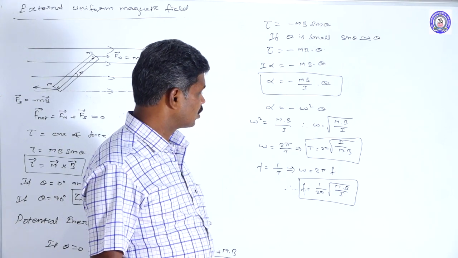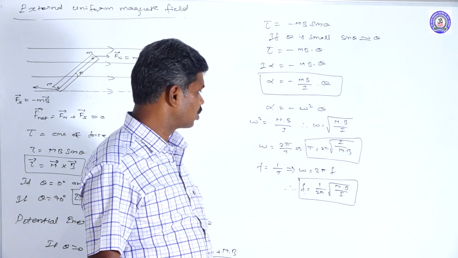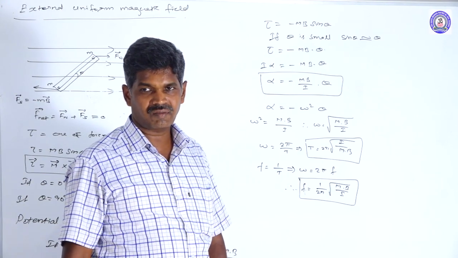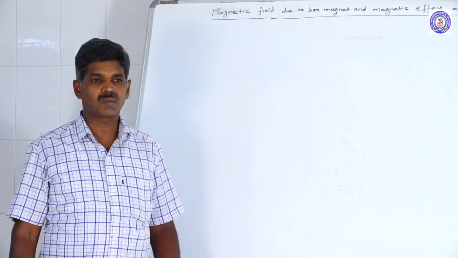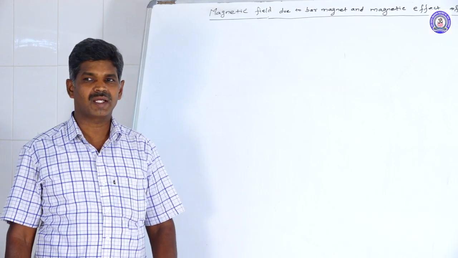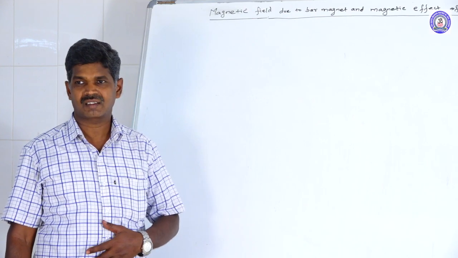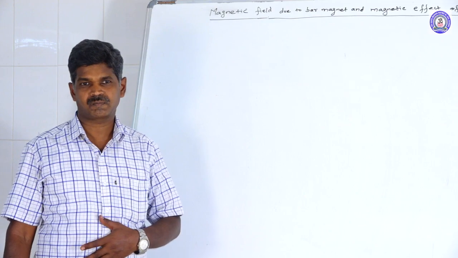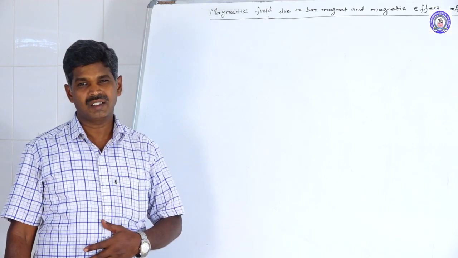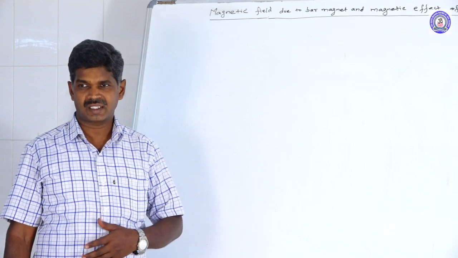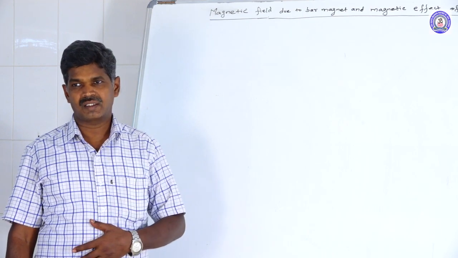Okay, then we are going to see about the magnetic effect of electric current. Let us see about current carrying conductors. If you have any current carrying conductor, around the current carrying conductor we have a magnetic field. It may be a definite shape or indefinite shape. Around the current carrying conductor we have a magnetic field.